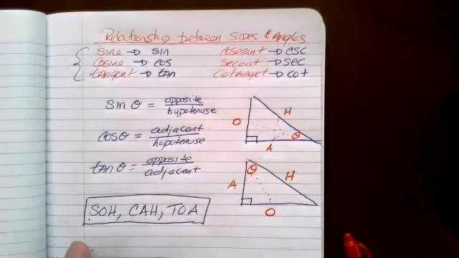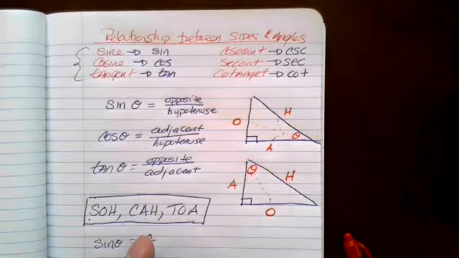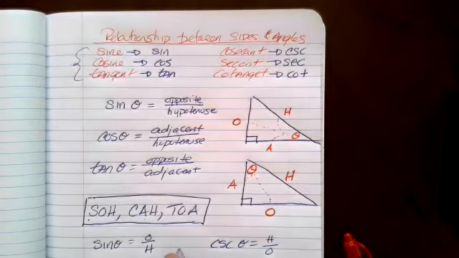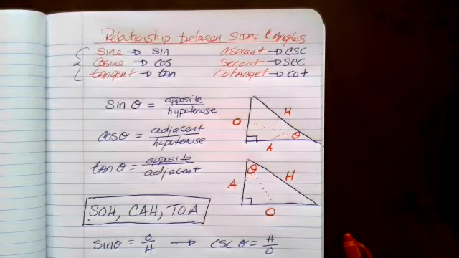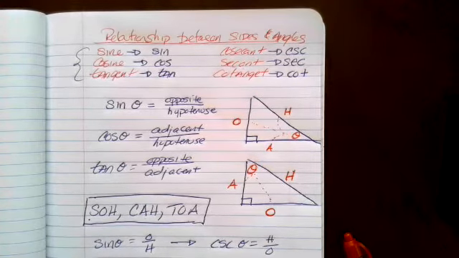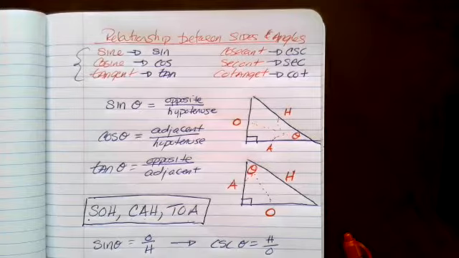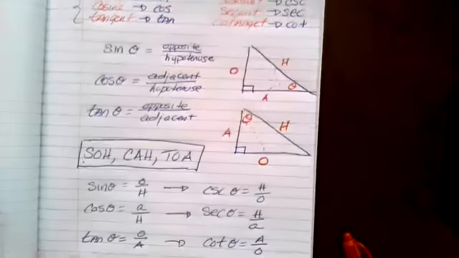Well, the nice thing about this is if sine of theta is opposite over hypotenuse, cosecant of theta is the reciprocal, hypotenuse over opposite. These two are reciprocals of each other. Similarly, cosine of theta, my adjacent over my hypotenuse, secant of theta is the reciprocal of cosine, my hypotenuse over my adjacent. And same thing with tan. If tan of theta is equal to O over A, then cotan of theta is A over O. So once you know these three, it's easy to find the remaining three.